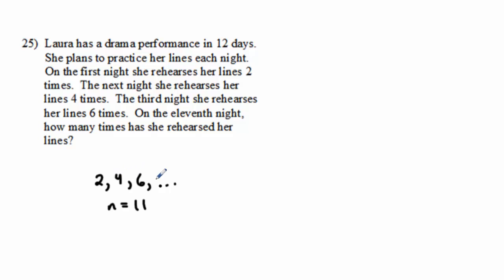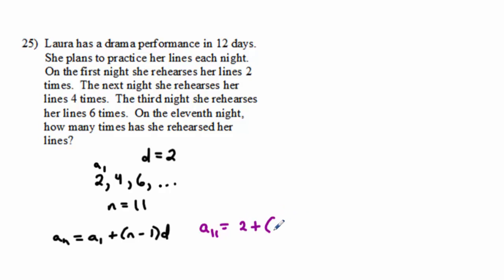So the pattern here is that I'm adding 2, which means that D is 2. So I'm going to plug this into my arithmetic sequence generator, which is my formula for that. I know N, I know D, and I know A1 because that's my first term here. So let's plug all of this in. A11 equals 2 plus 11 minus 1 times D. So this is 2 plus 10 times 2, which is 20, which is 22. You could also just continue this pattern out until you got to the 11th term and find the answer that way.